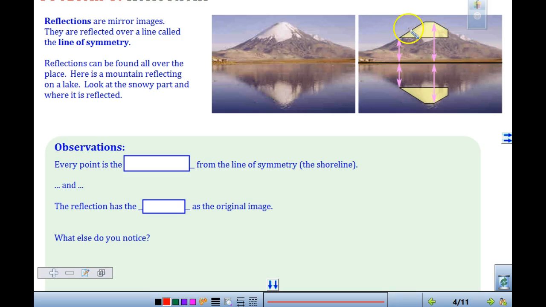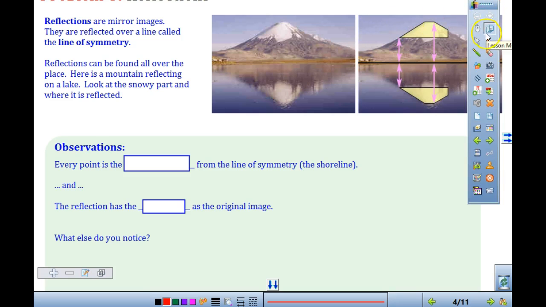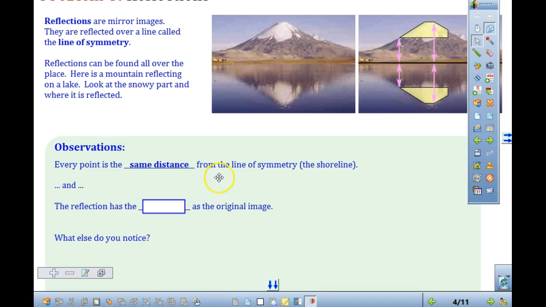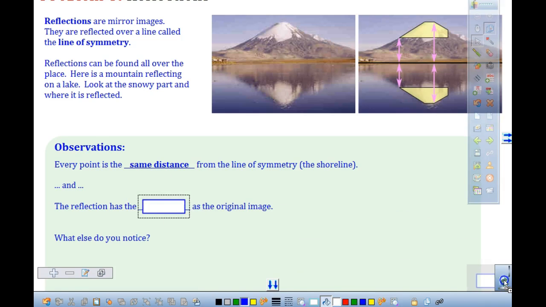It says every point, if we are looking at this, so this is where you're starting to fill in your notes. Every point, in this case, is the same distance from the line, or the shoreline. And the reflection has the same size as the original shape.